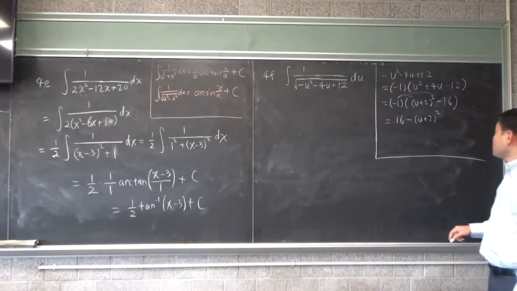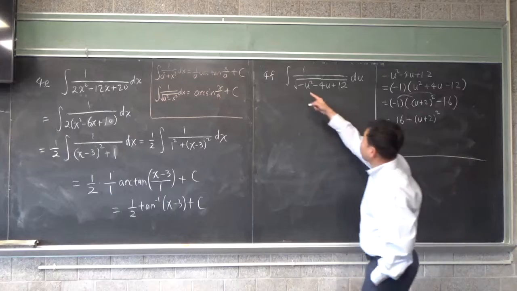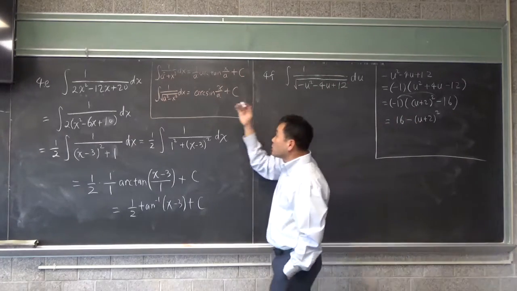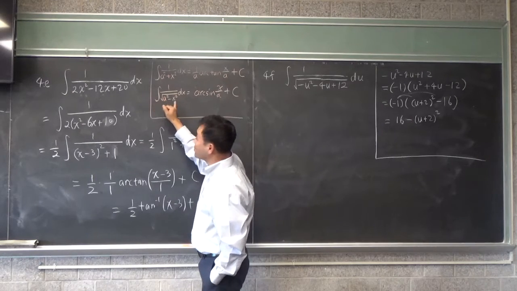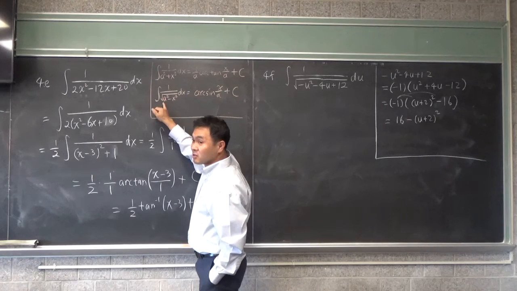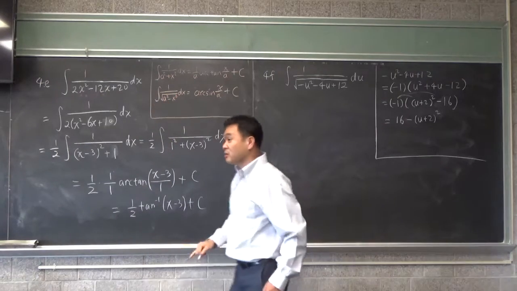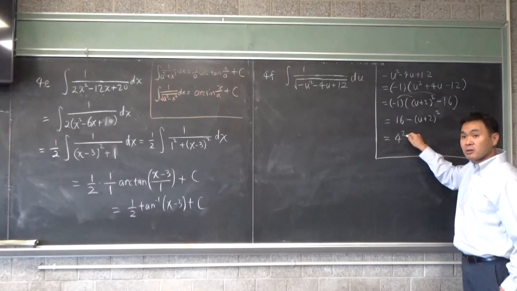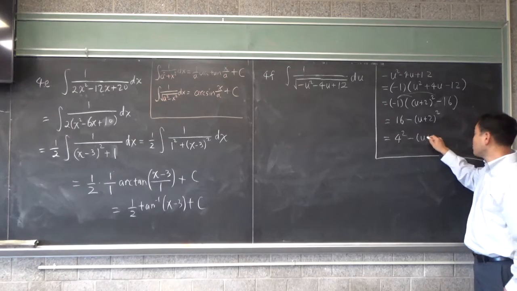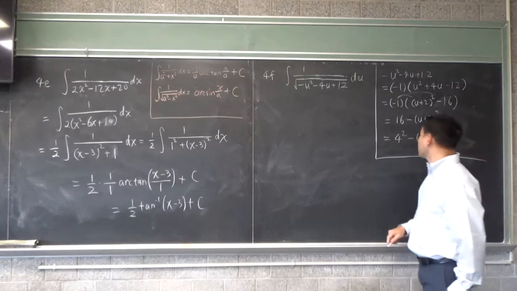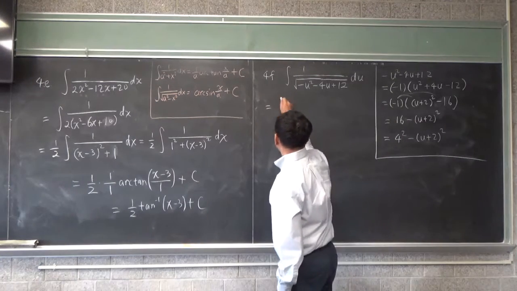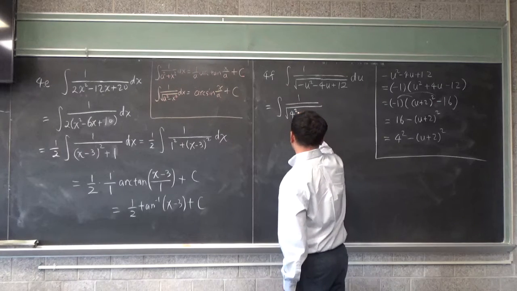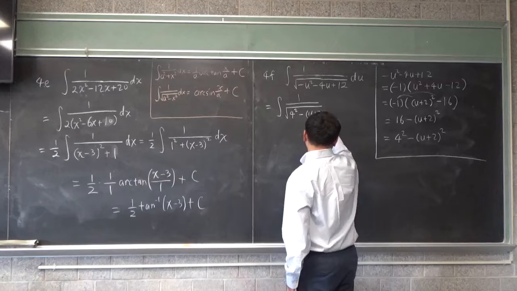And remember this goes inside the square root, right? So now the entire square root looks like that. But the purpose is to compare with this one. So I want to rewrite 16 as something squared. So what is it? 16 is what squared? 4 squared. Okay. So you put 4 squared minus u plus 2 squared. And therefore, this is the integral of 1 over square root of 4 squared minus u plus 2 squared.